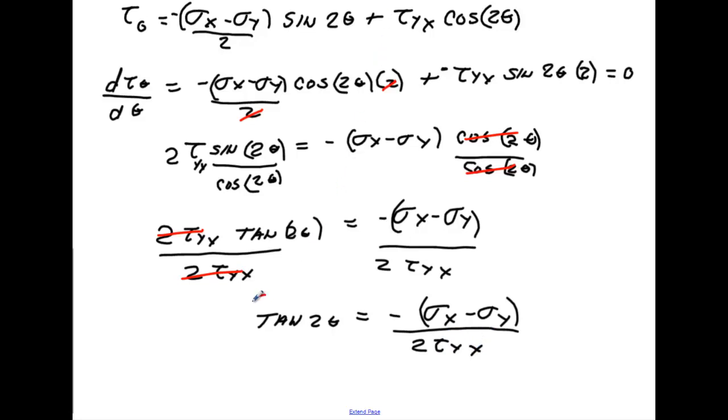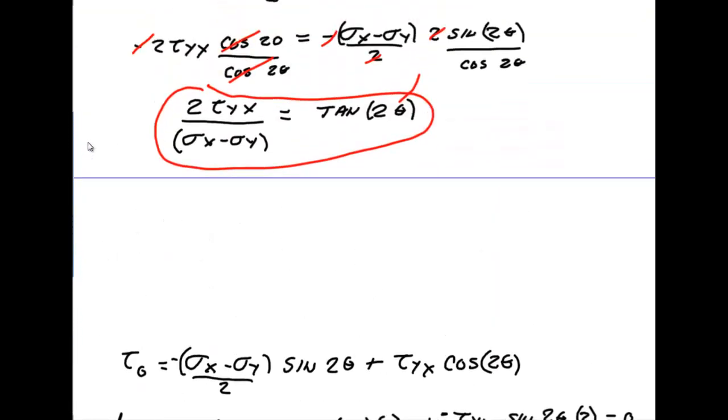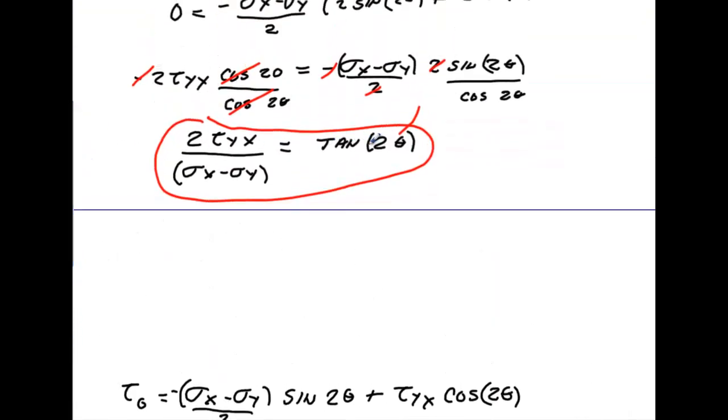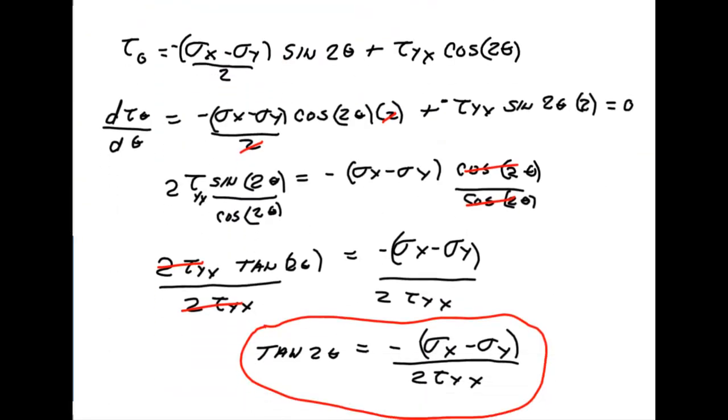Okay, now this equation is useful to find the orientation, or the angle, where you're going to get maximum shear stress. Now one thing to note is that the angle you're going to get here will be exactly 45 degrees off from the angle you got here. So maximum shear stress will be 45 degrees from the position of an element that is subjected to the principal stresses. And that's a good thing to note.